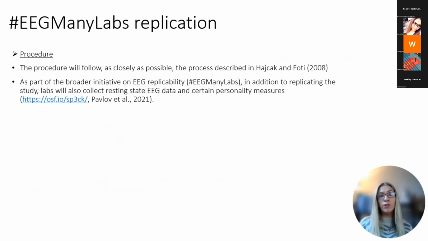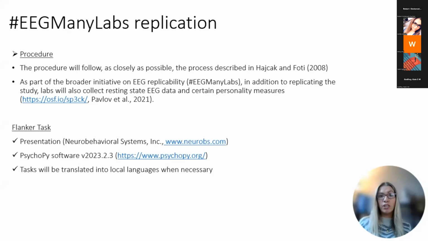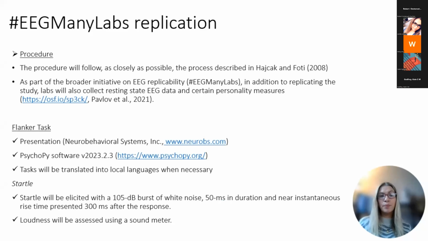The procedure will follow as closely as possible the process described in Hajcak and Foti in 2008. As part of the broader EEG Many Labs initiative, labs will also collect resting state EEG and certain personality measures, all of which can be found on our EEG Many Labs Open Science Framework repository. The experiment was originally programmed using Presentation, which has been adapted for use in PsychoPy and again is available from the project repository on the Open Science Framework. Tasks will be translated into local languages when necessary.